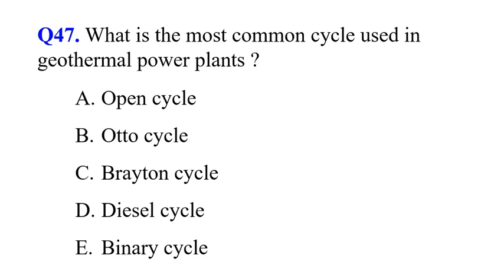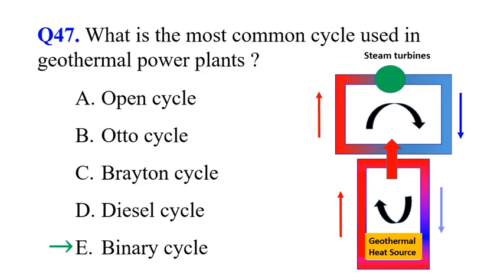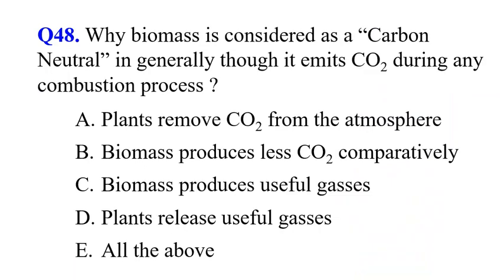What is the most common cycle used in geothermal power plants? It's the binary cycle, where you have two cycles. The first cycle, the bottom one, takes the geothermal energy or thermal energy from the source and transfers it to the normal Rankine cycle, the steam turbines, to run. So you have two cycles. In some plants you have other different cycles, but the most common one is the binary cycle. Question number 48.